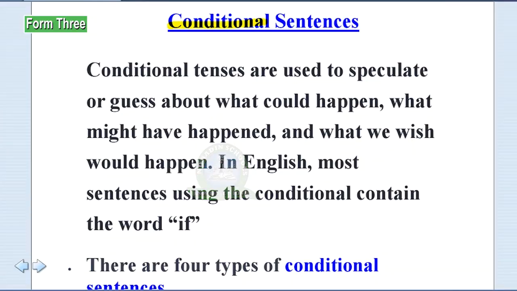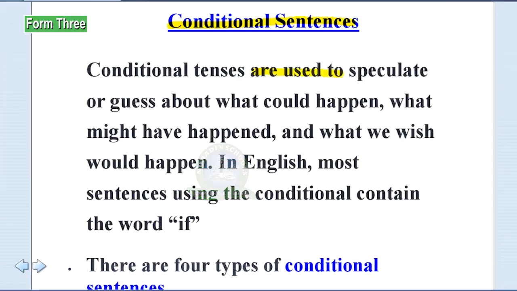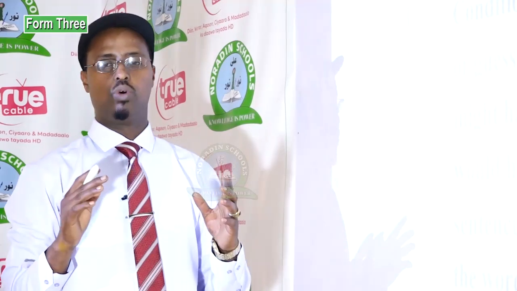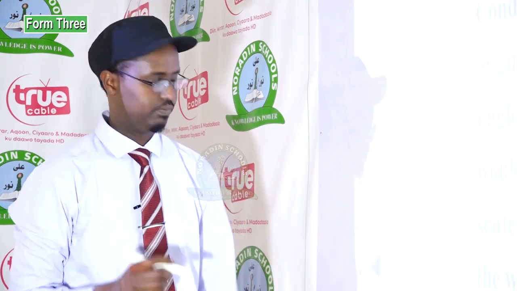Conditionals. Okay, conditionals. Fine. What do you think conditionals are? What do you think, please? Conditional tenses are used to speculate or guess about what could happen, what might happen, and what we wish would happen. Simple. But when you need to learn the conditionals, you should know the tenses very well. These lessons will be very difficult for you if you don't master tenses very well.